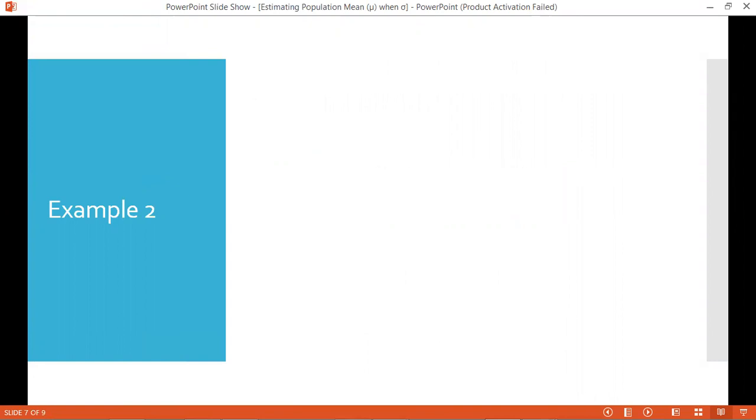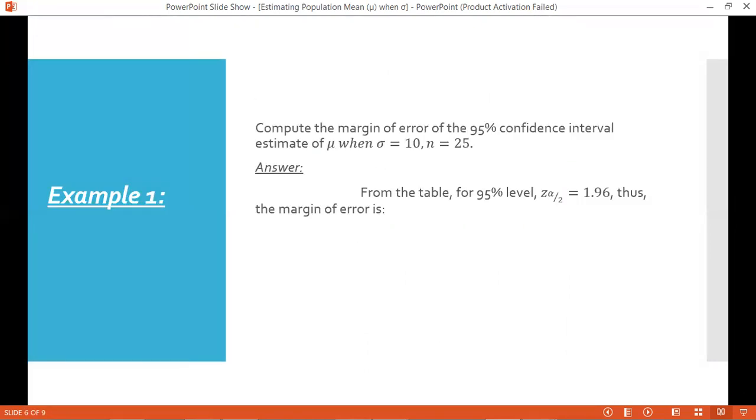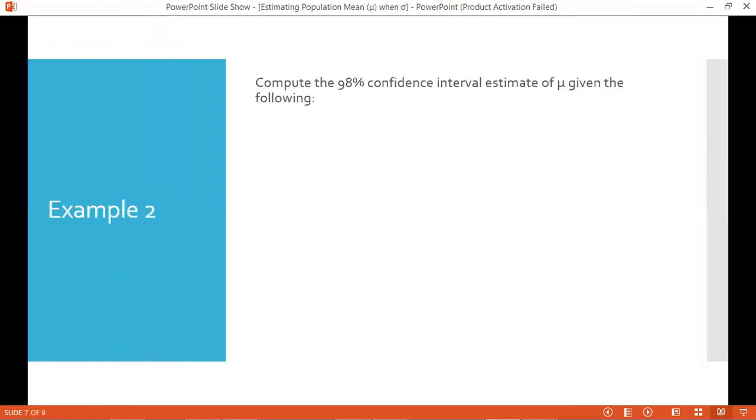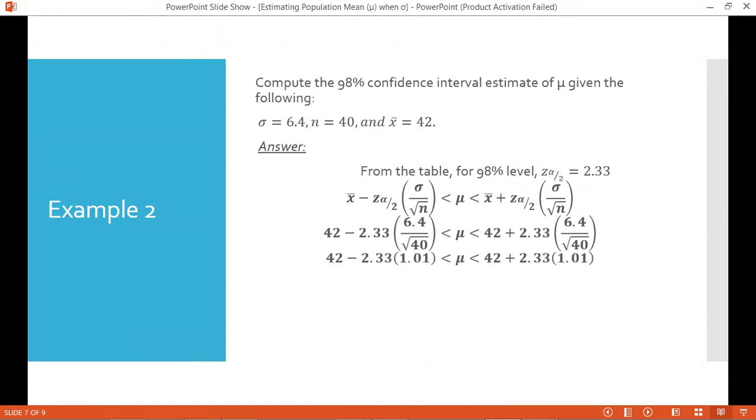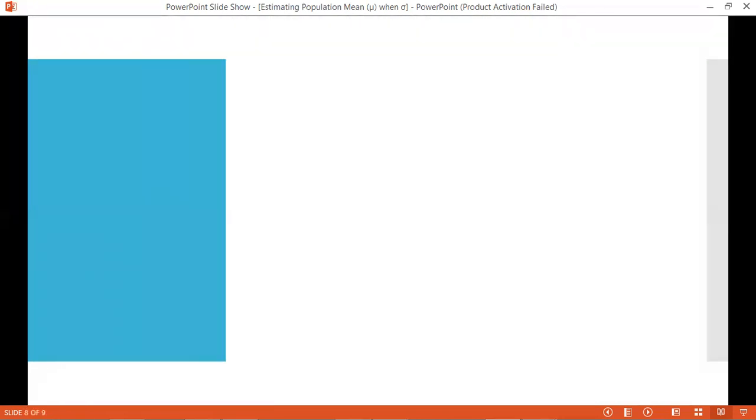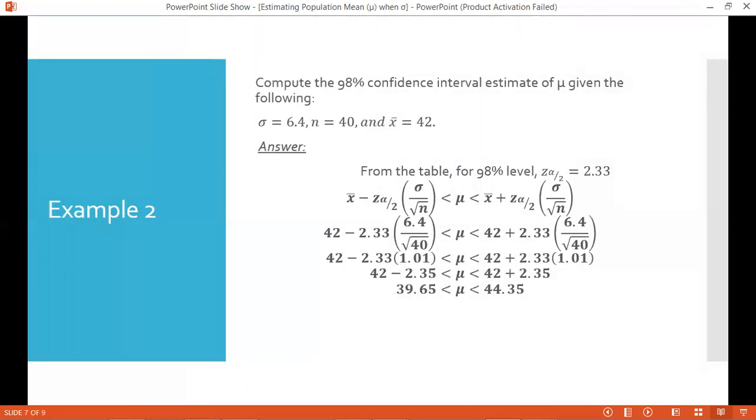Now, take a look. For the first example, we computed the margin of error using the confidence interval. For number 2, we compute the 98% interval using the following. Here is what we will do. Just substitute the given values, and then you will have this interval. Therefore, the mean is between 39.65 and 44.35.